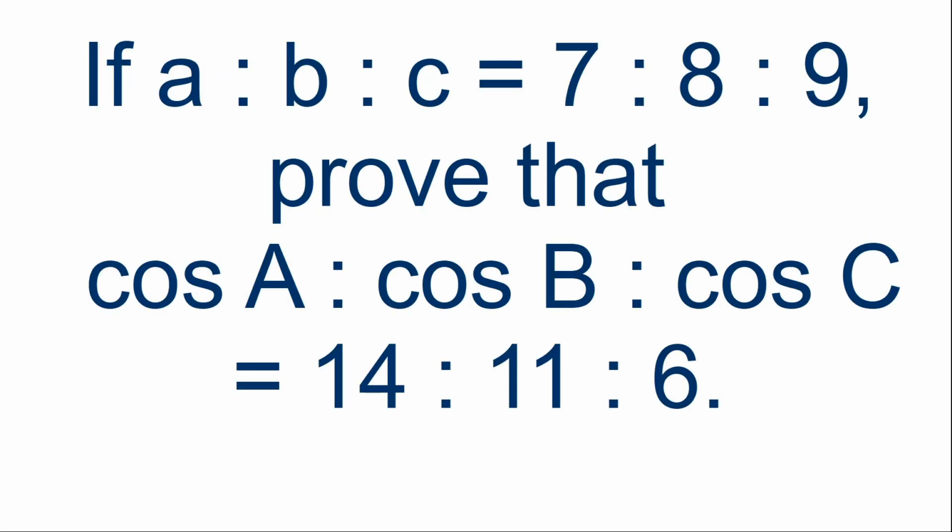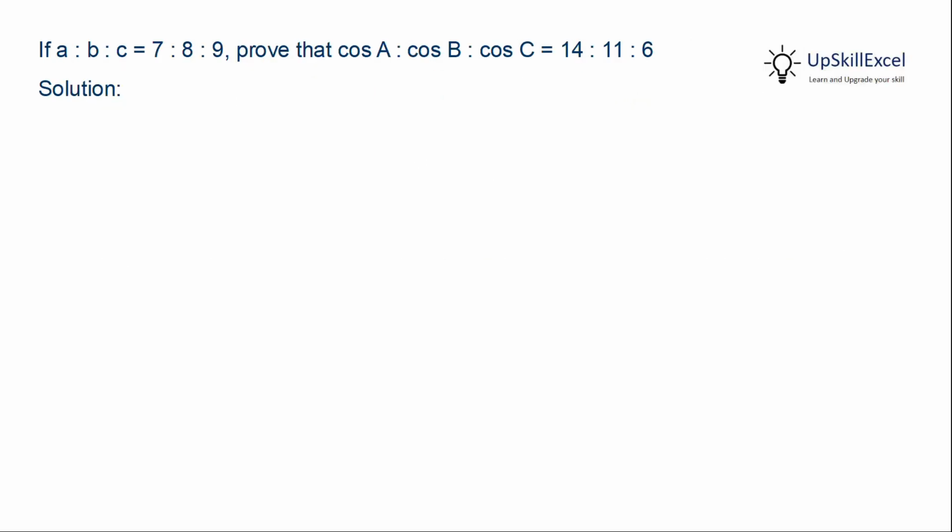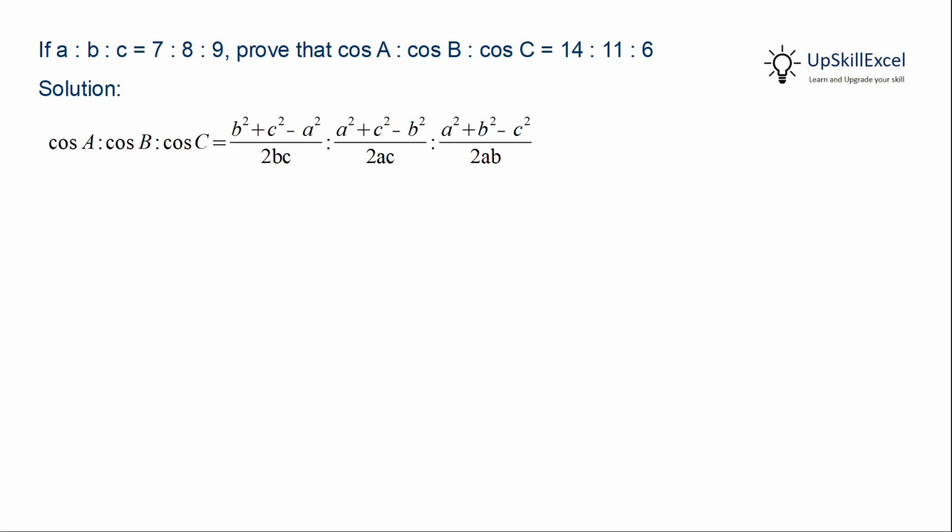If the ratio of a, b, c is equal to 7, 8, 9, prove that the ratio of cos A, cos B, cos C is equal to 14, 11, 6. Here we can either directly find the values of cos A, cos B, cos C using the cosine formula and then compare and find the ratio. The alternative way is to directly apply the ratios and substitute the values in the cosine formula.